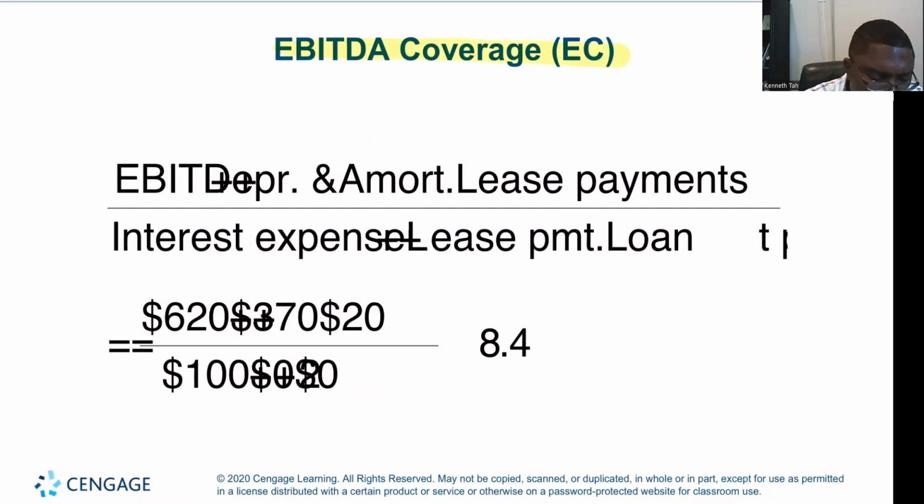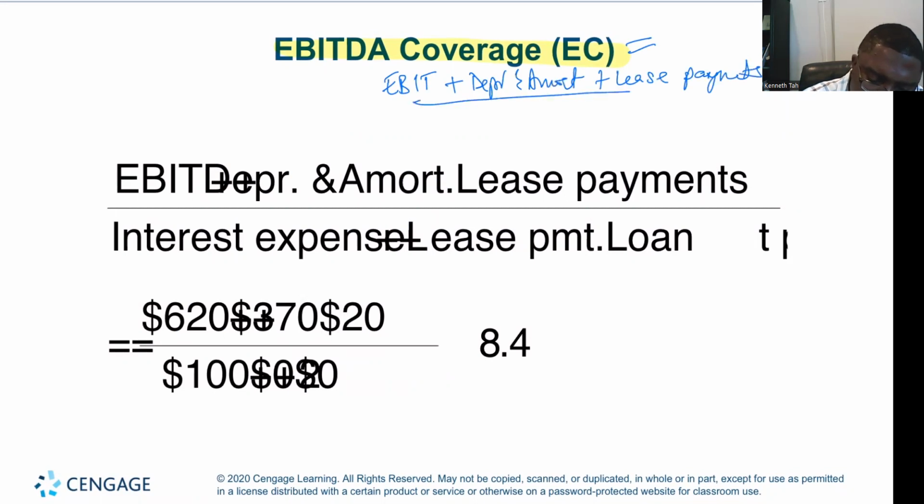So the EBITDA coverage ratio, this is a bit mixed up, so let me write it here, is earnings before interest and taxes plus depreciation and amortization plus lease payments, divided by interest expense plus lease payment plus loan payment.